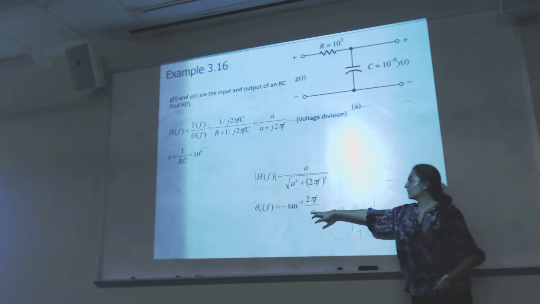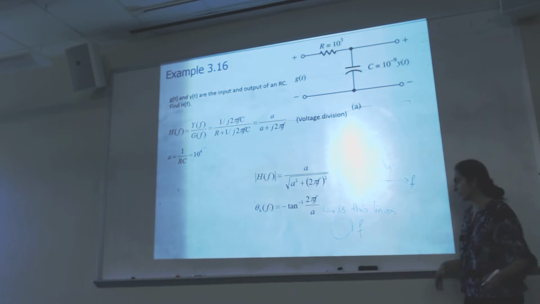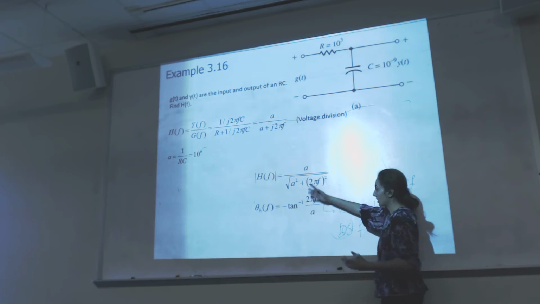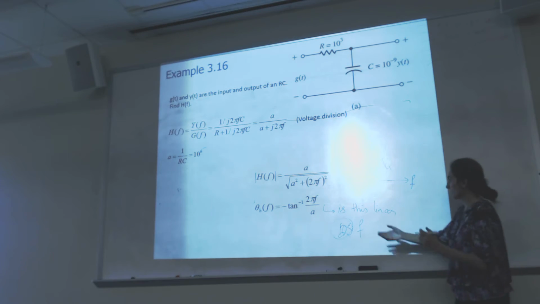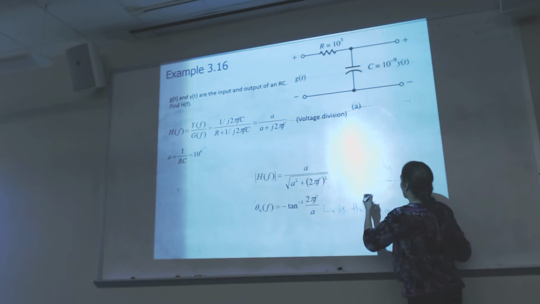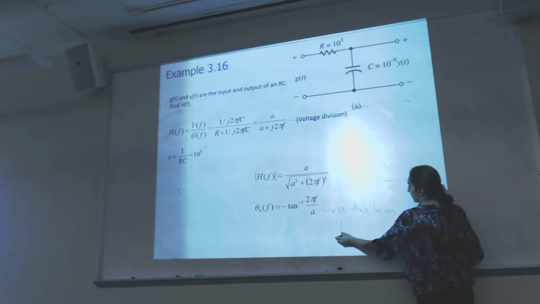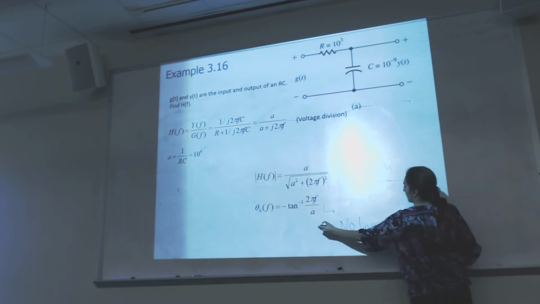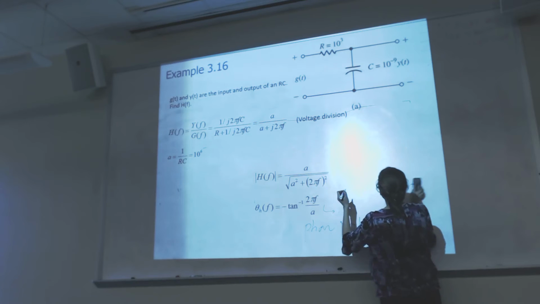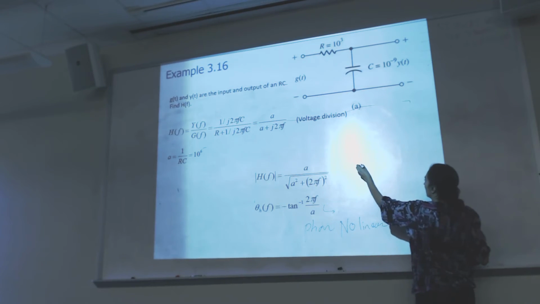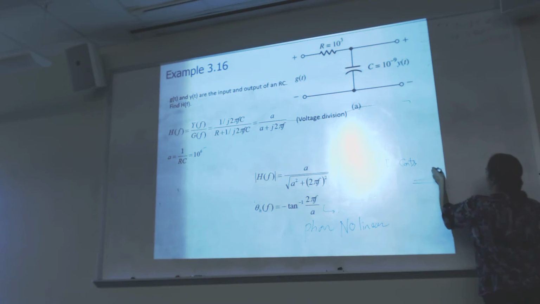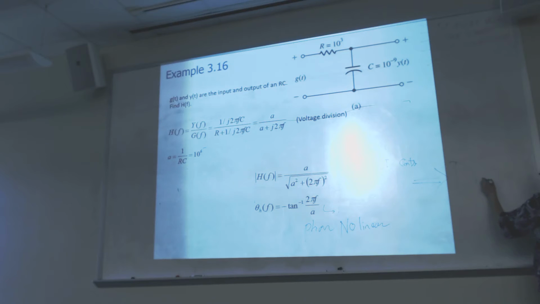Is this linear? Tangent inverse? No. Again, linear means like 2f, 25f, 10f, something times f, a constant times f. This is tangent inverse of 1f. So therefore, we are going to see distortion. So this is not linear. Phase not linear. Gain not constant. So we're going to see definitely some distortion in here.